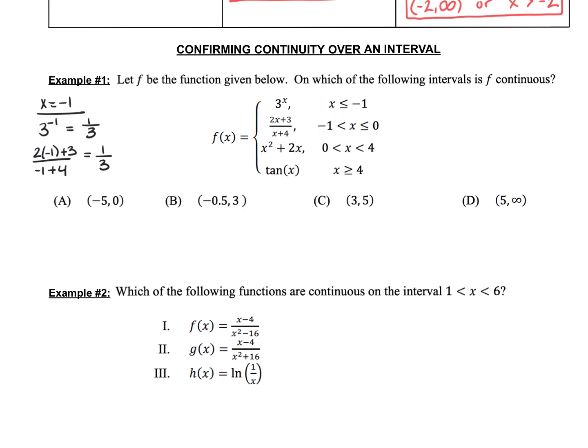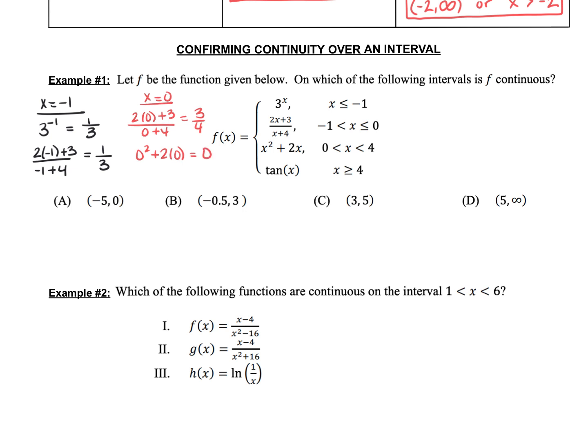Okay, now let's try at x equals 0, which is this connecting point. So let's try that, x equals 0, and we'll try into our rational function and then into our quadratic. So let's try 0. So 2 times 0 plus 3 over 0 plus 4. So this gives us 3/4. And then we're going to plug into the quadratic. So 0 squared plus 2 times 0. And that gives us 0.